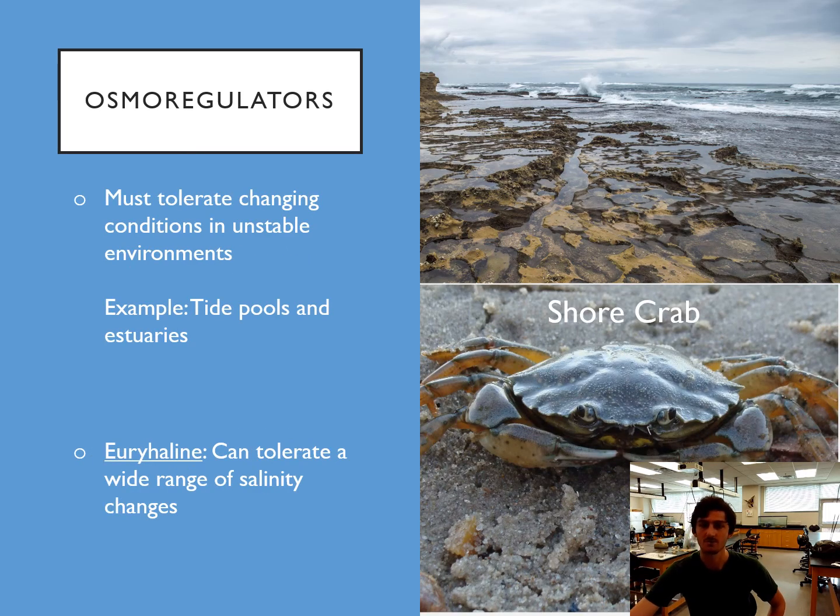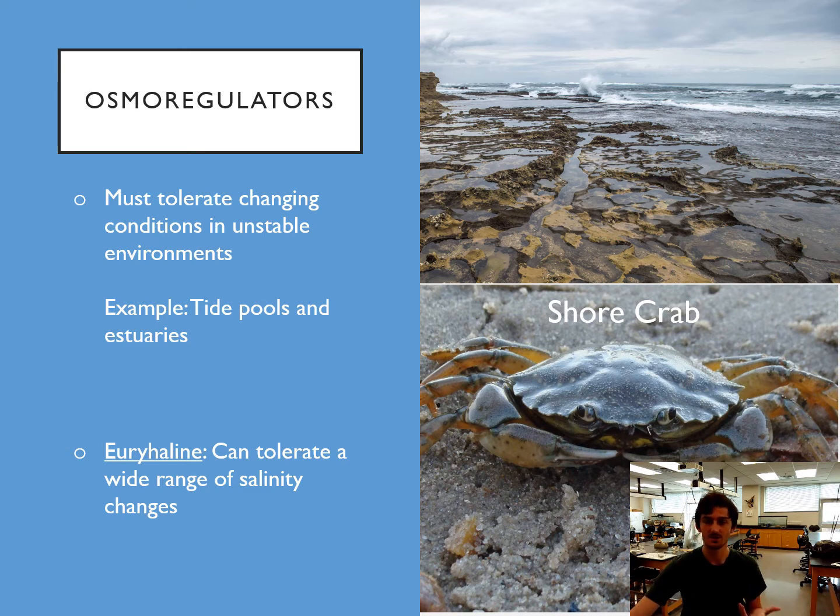The opposite is true for organisms that live in extremely unstable environments. So if they live in tide pools or estuaries where the tide will rise, those tide pools fill up with water, and then as the tide drops, those tide pools are left out in the sun. As those tide pools sit out in the sun for the majority of the day, the salinity actually increases in those pools because the fresh water is evaporating, leaving the salt behind. So you have extremely high salinity in these tide pools.